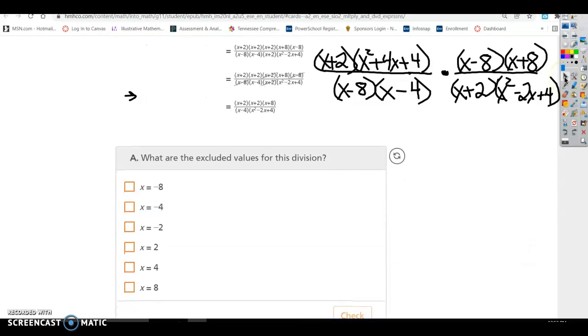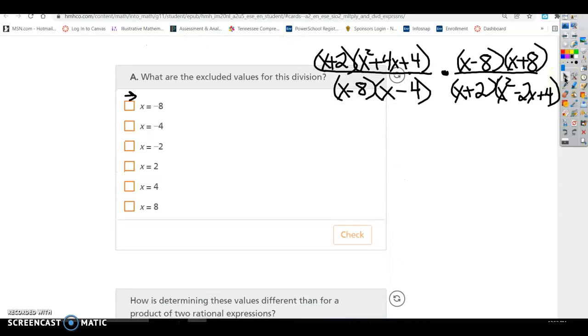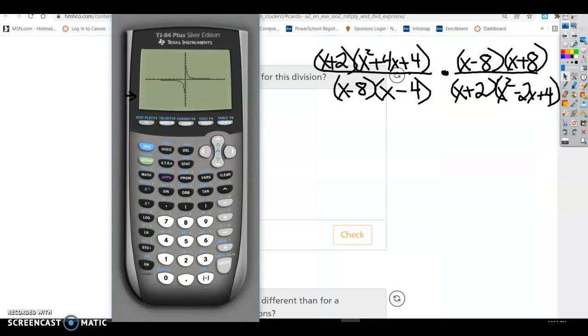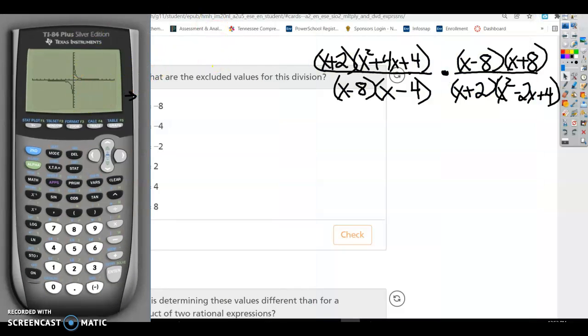All right, so what are the excluded values? The excluded values come from the denominator. So we can see right away that 8, because 8 minus 8 is 0, so 8 is an excluded value. 4 minus 4 is 0. Negative 2. And this one's a quadratic, so let's look at the graph and see what it looks like. Remember, if it crosses the x-axis, it has excluded values. If not, then it would have imaginary solutions. So let's see what this looks like.